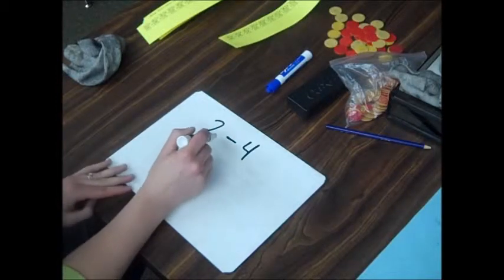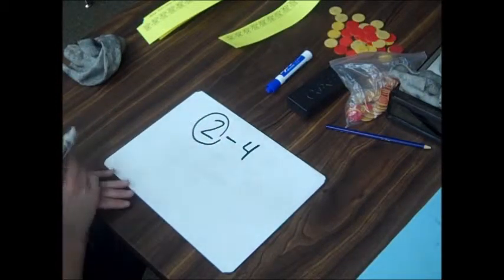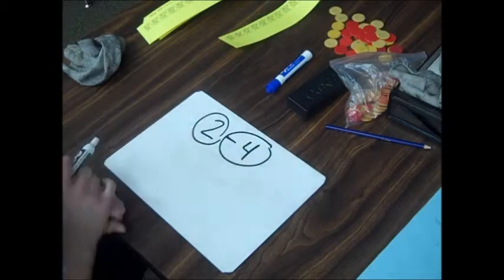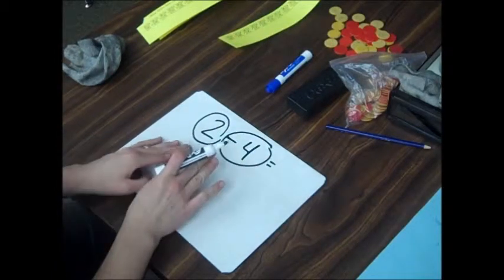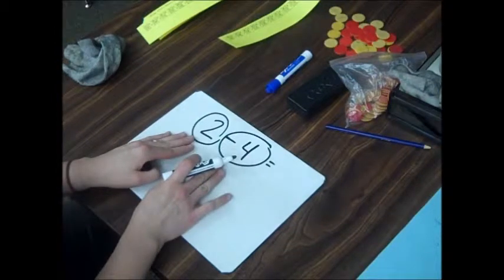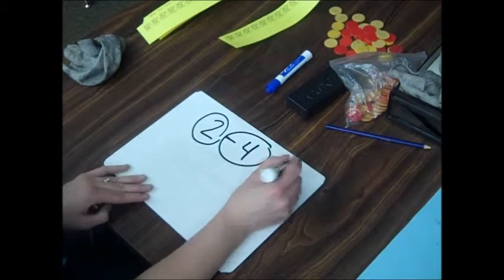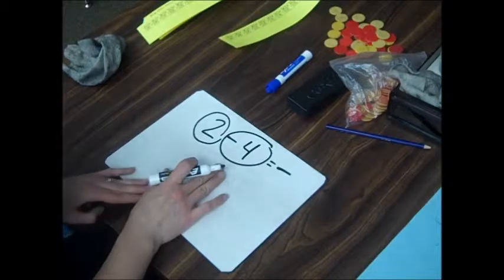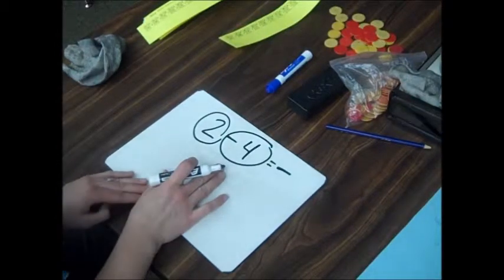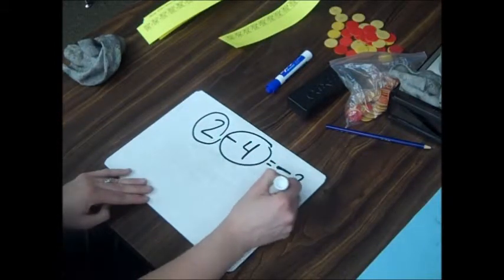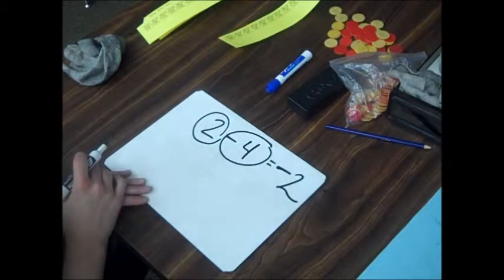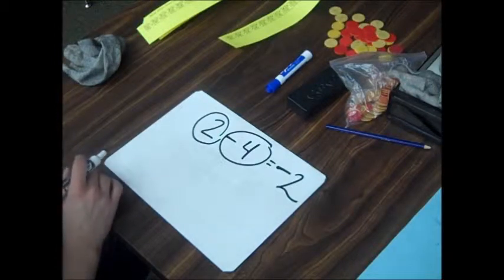So we're going to think of this as 2 positives and 4 negatives. Again, we're going to ask, what do I have more of? Positives or negatives? I have more negatives, so my answer will be negative. Then I need to ask, how many more negatives than positives? 4 minus 2 gives me 2 more negatives, leaving me with an answer of negative 2.